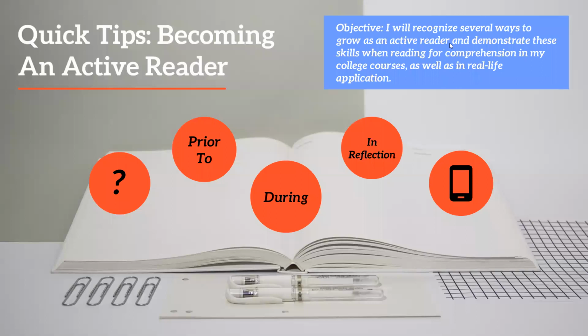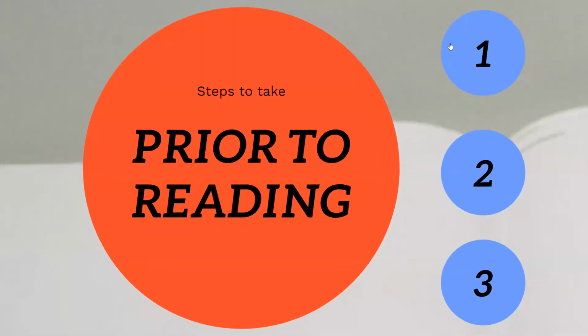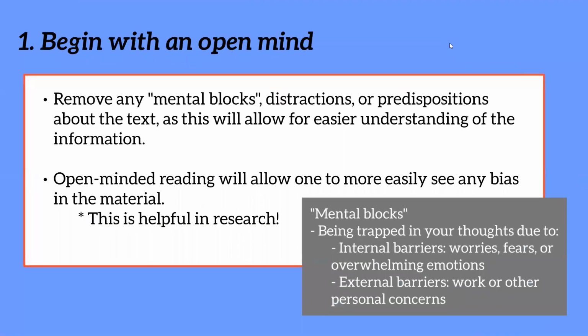And so let's begin next by talking about some steps we can take prior to reading to make sure that we're ready to be engaged and to actively read the material that we're about to read. Let's begin with an open mind as we go to read. That means removing any mental blocks, meaning that we're trapped in our thoughts due to internal barriers such as overwhelming emotions, whether that be worries, fears, or any other kind, and external barriers, which could be personal concerns or work-related concerns, anything else that we've got going on. We want to set that to the side, along with any other distractions that we have.